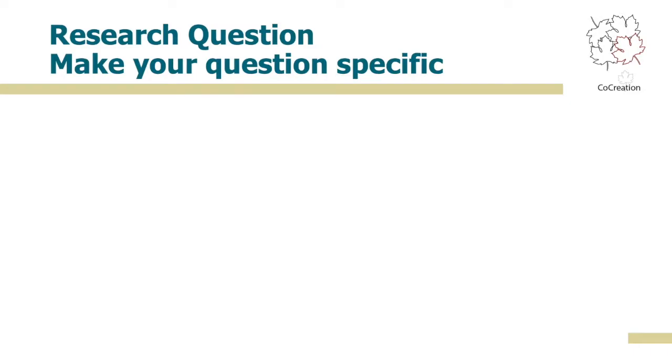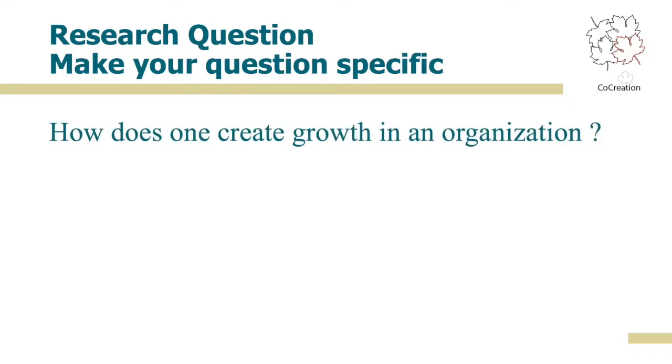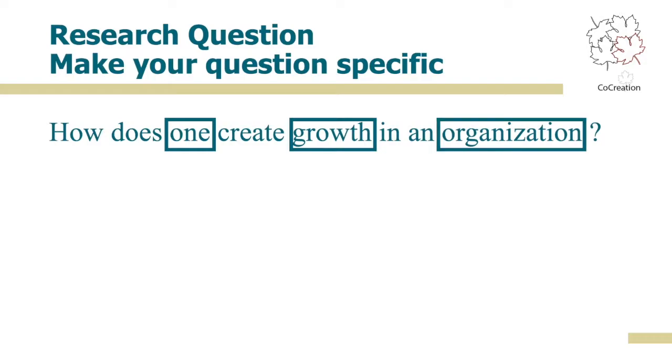Your first idea for a research question might be, how does one create growth in an organization? This is a fairly poor research question. It is much too broad, and it does not take into account the many answers scholars have already given to this question for the past century. However, because it is a fairly poor question, it will serve the purpose of showing how to make questions more specific. The key terms are one, growth, and organization.